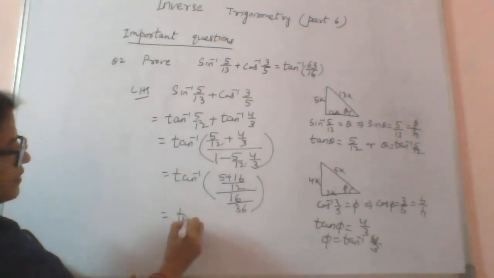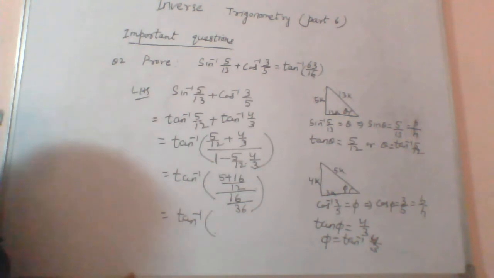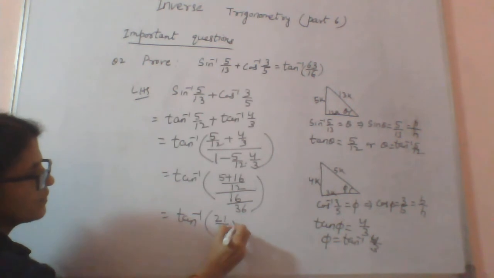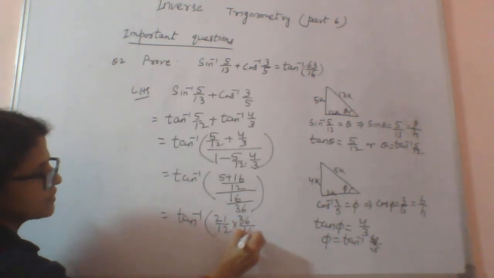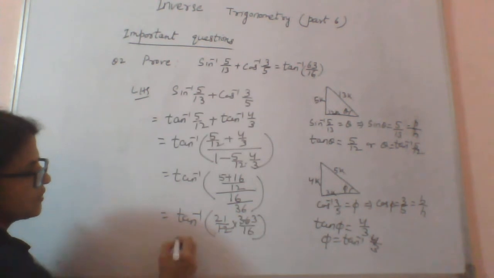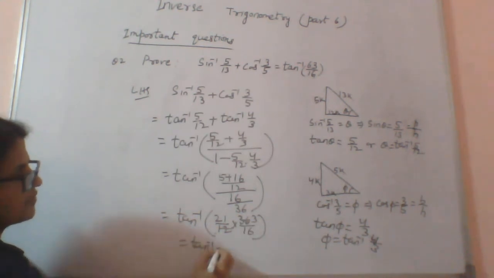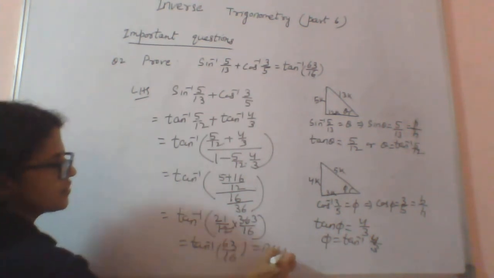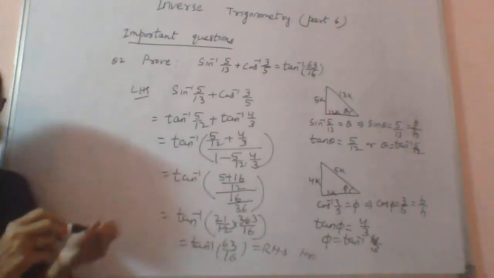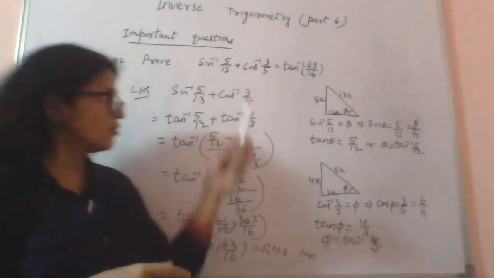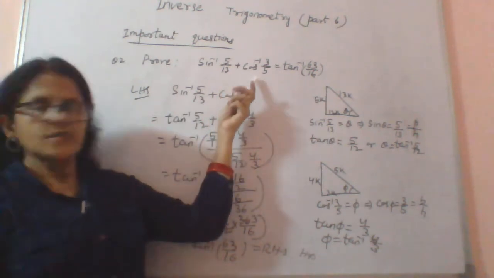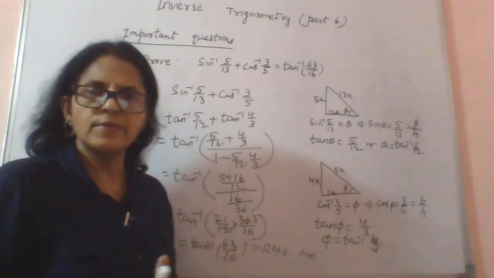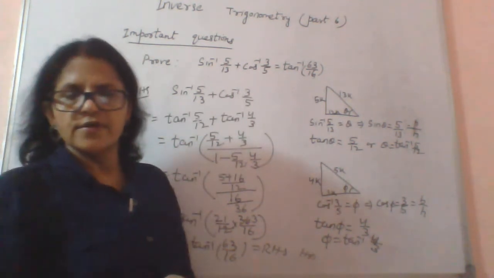So you have tan inverse. Here it is 21 by 12 into 36 by 16. Okay, so we are getting here tan inverse 63 by 16. Okay, so that is RHS, hence proved. So whenever you have such a question, where you have more than one inverse trigo ratio, you can convert like this. So again it is up to you whether you are converting all three of them into sine inverse or cos inverse or tan inverse.